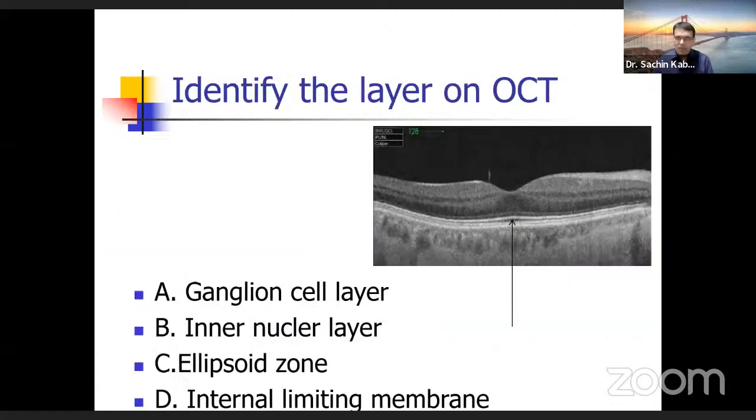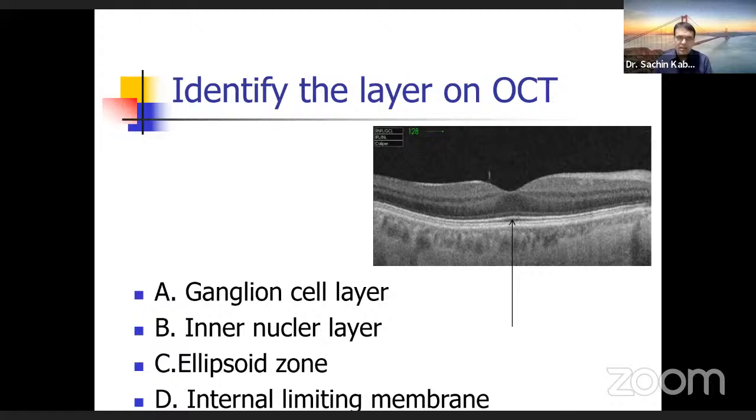All of us in this photograph of the OCT in our OPD, the different layers of the retina which is depicted as the 10 layers of the retina. We have to identify the layer which is highlighted here, the second white layer from the bottom. Options are A, ganglion cell layer, B, the inner nuclear layer, C, the ellipsoid zone, and D, the internal limiting membrane. Your time starts now.